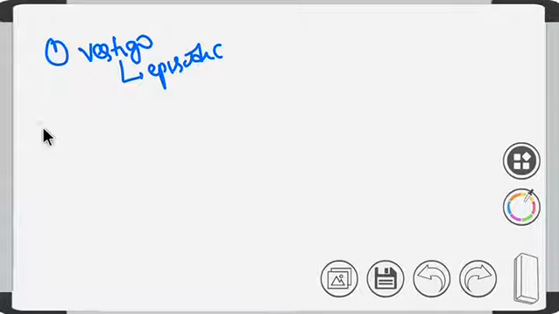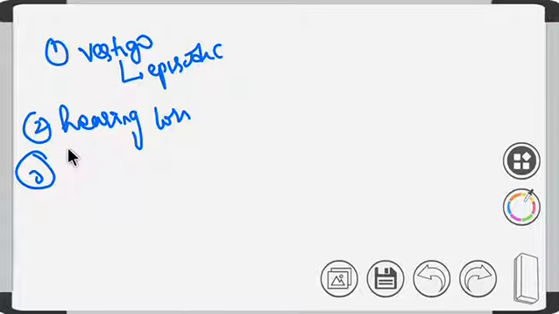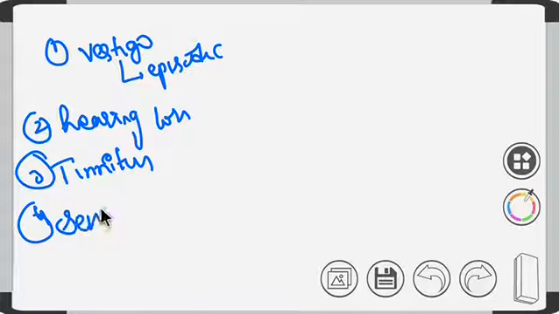So, what are the main symptoms? One is vertigo. Which type of vertigo? Episodic vertigo. The second symptom is hearing loss, or we can say fluctuating hearing loss. The third one is tinnitus. The fourth one is sense of fullness. Clear? These are all the main important symptoms.